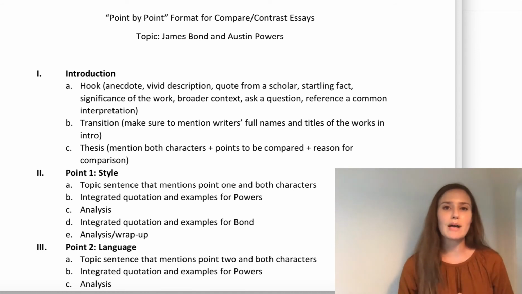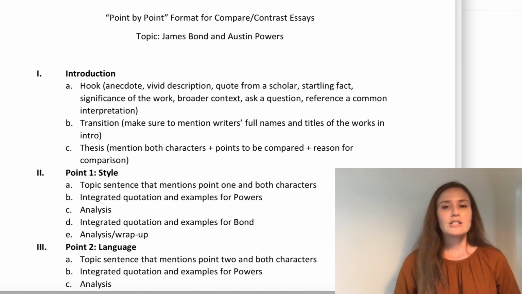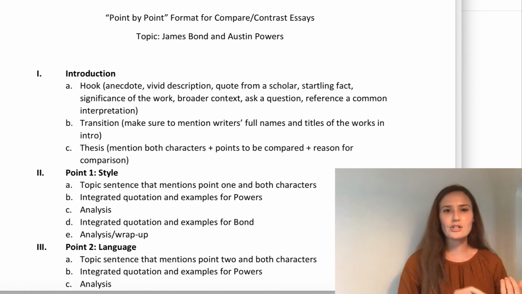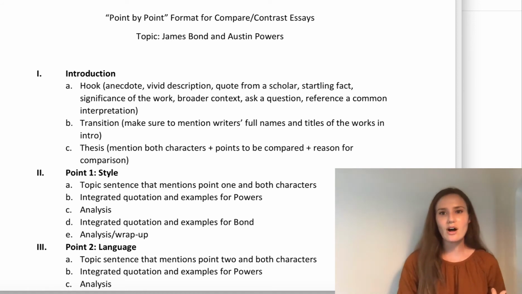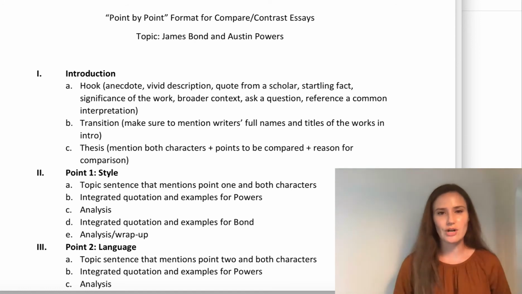That's what makes point-by-point format a better format, is it's also flexible. So you're going to begin your essay with a hook, right? We've talked about hooks before: a description, an anecdote, a quote from a scholar, a startling fact, the significance of the work, ask a compelling rhetorical question, a subjective question, reference a common interpretation. So just some general hook strategies.